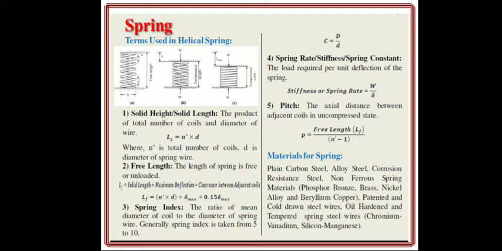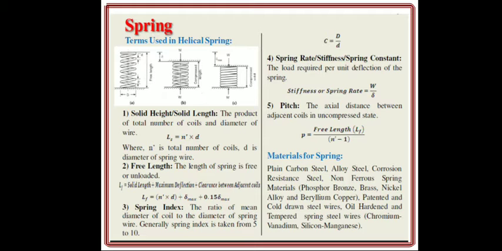Now the second diagram is of free length. The length of the spring when it is free or unloaded. So what is free length? When your spring is not loaded, the unloaded one is called the free length. It is denoted by LF, where LF is equal to solid length plus maximum deflection plus clearance between adjacent coils, where LF is equal to N dash into d plus delta max plus 0.15 delta max.